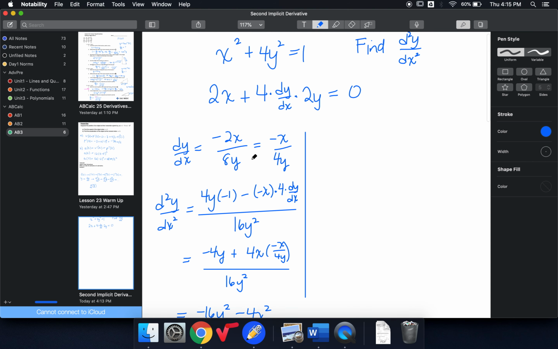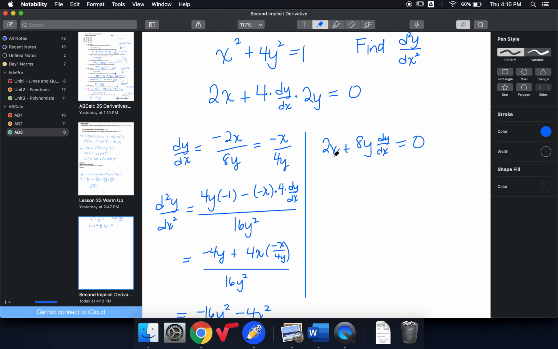So that's one method we could have done. I said the other method would be to just take the derivative of this again. So the derivative of 2x is just going to be 2. This is now a product, so I need to use product rule. Let me actually rewrite this in simplified form. So I have 2x plus 8y dy dx equals 0.